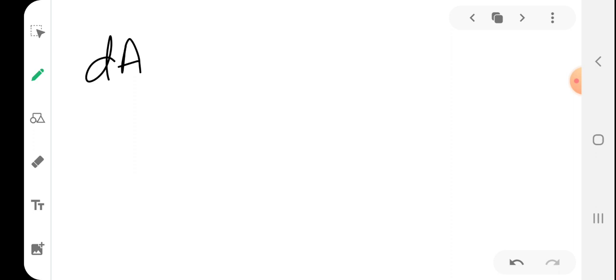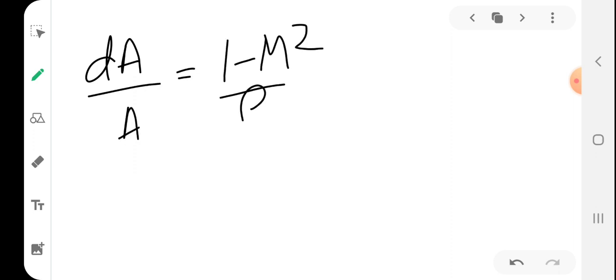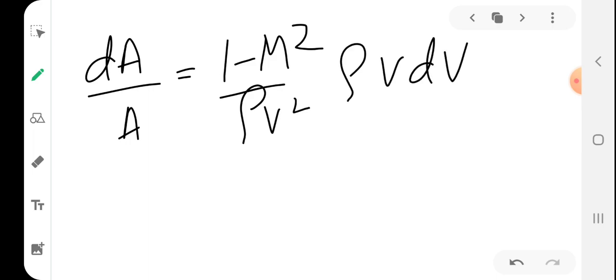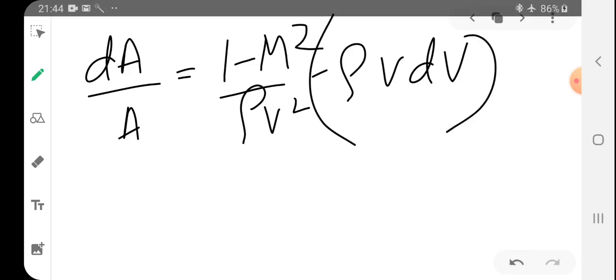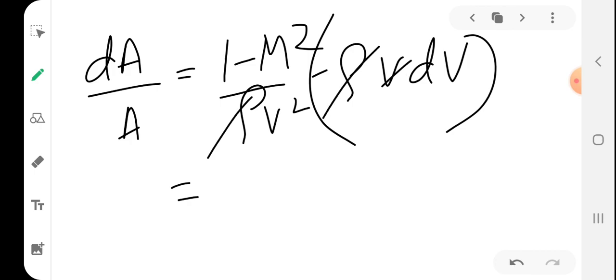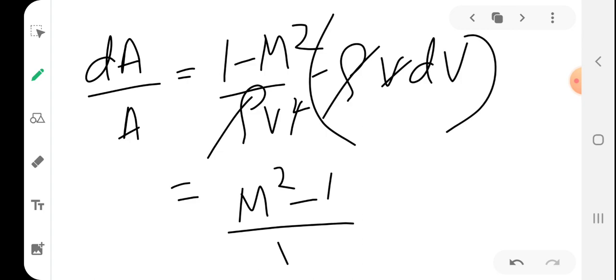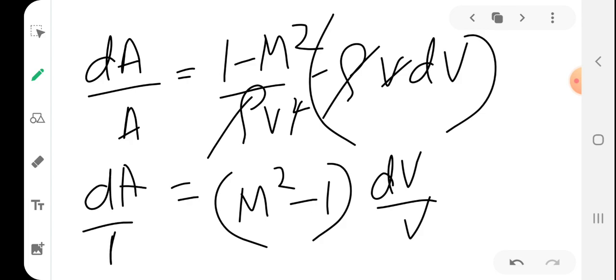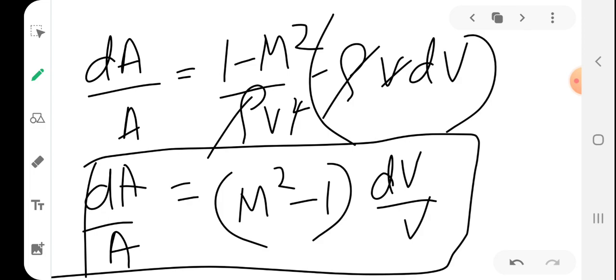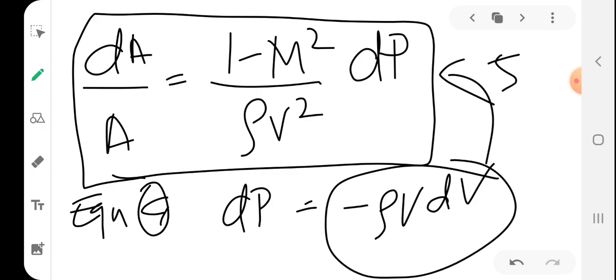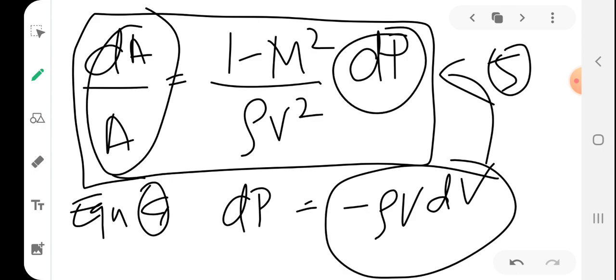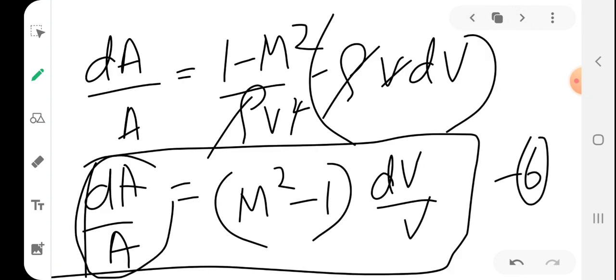Substituting this here, what will the equation become? dA by A equal to 1 minus Mach square by rho v square into minus rho v dv. So rho cancels, v cancels, and it will be Mach square minus 1 into dv by v. So dA by A equal to Mach square minus 1 into dv by v. Very important. Mark this as equation 5 and this as equation 6. What is the difference between equation 5 and 6? Equation 5 relates dA by A with dp, and equation 6 relates dA by A with dv. So change in velocity with the change in area, change in pressure with the change in area.